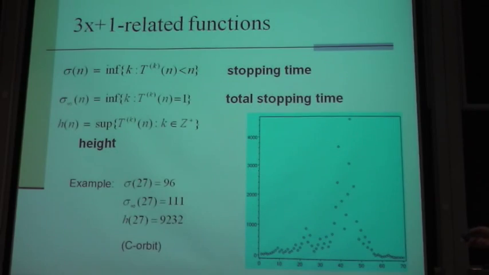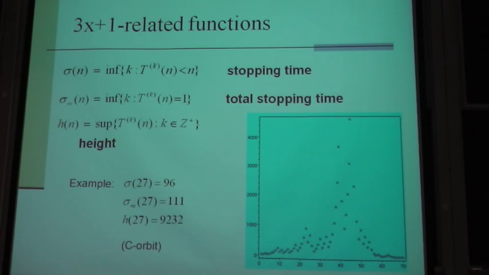I'll show. Let me show you an example. So there's 3 expressions which are used in measuring what happens with the starting number. Don't read all this. Let me just describe it in lay terms. So stopping time means you start with the number n, and the stopping time is the number of iterations you need to get below where you started, the minimum number of steps.